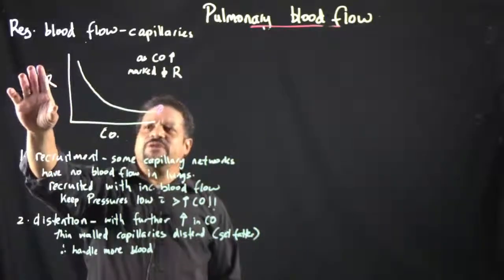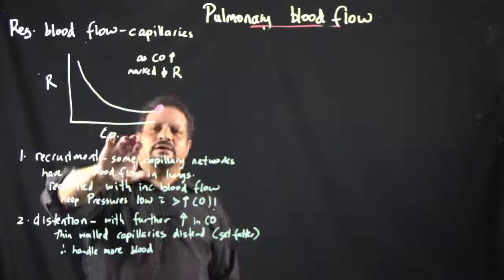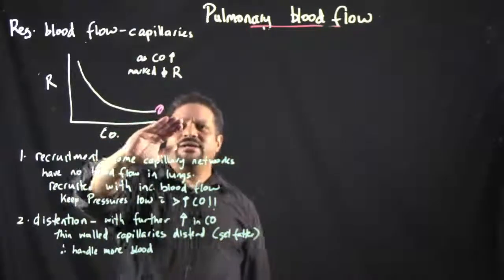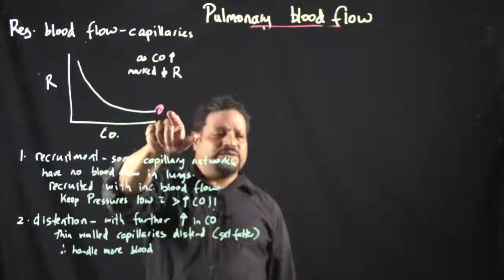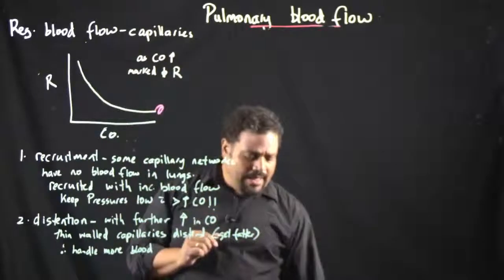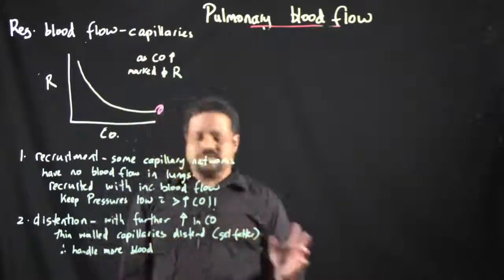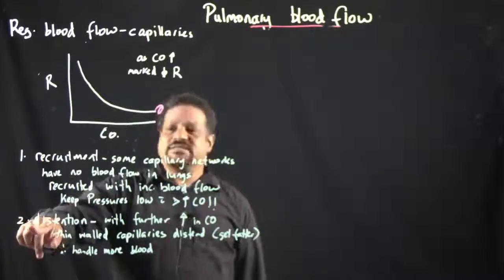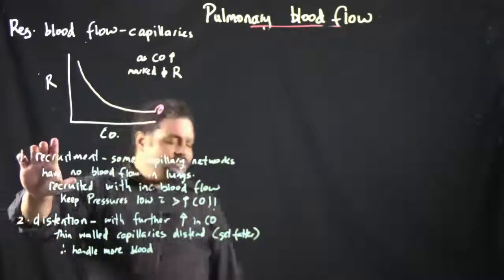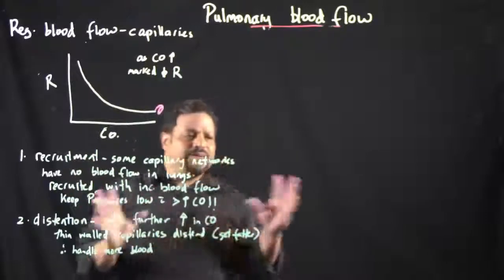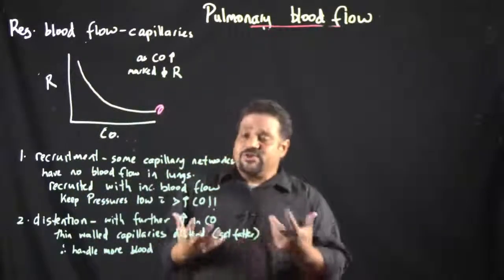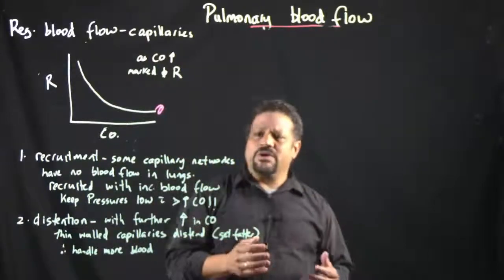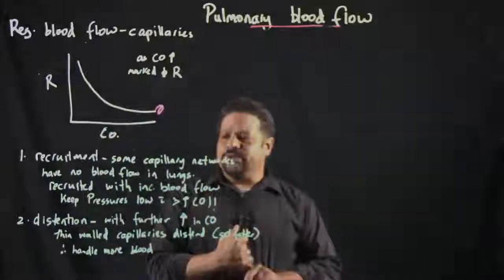On this graph we have resistance on the Y axis and cardiac output on the X axis. What we can see is that as cardiac output increases, the resistance decreases. And this is kind of remarkable. It happens because of the capillaries in the lungs. The first thing that happens is recruitment, and the second thing that happens is distension. With recruitment, some of the capillary networks have no blood flow in the lungs, and they're recruited when you have an increased blood flow. And that keeps pressures low with a great increase in cardiac output.